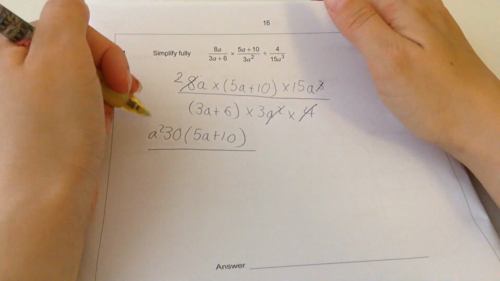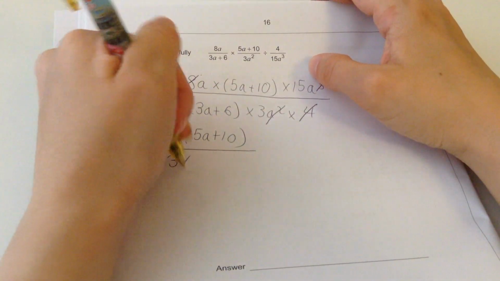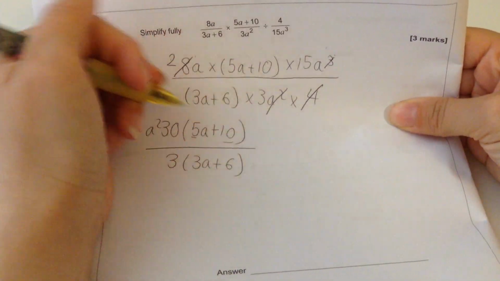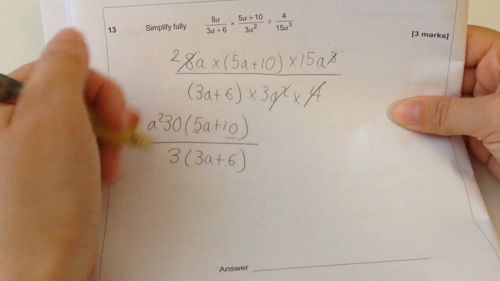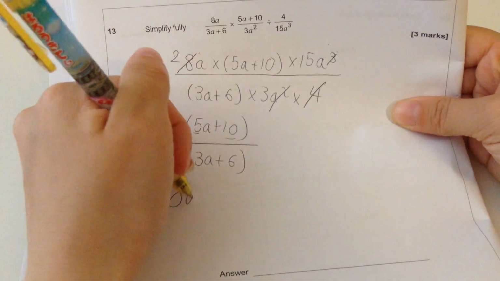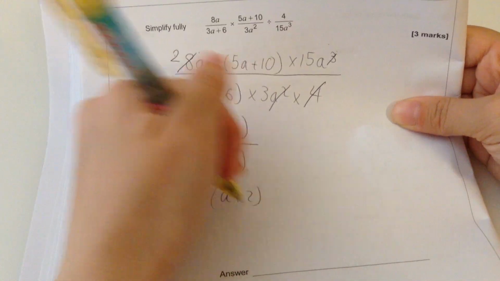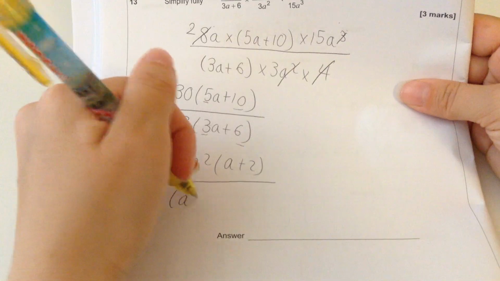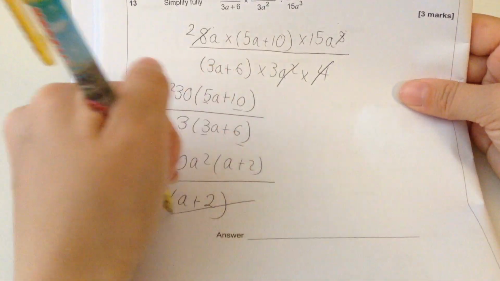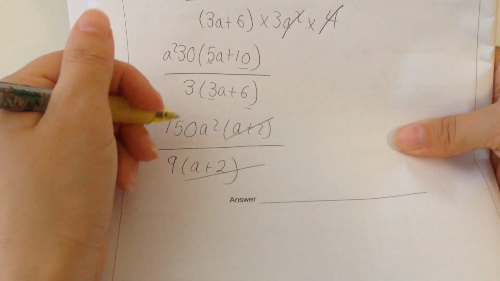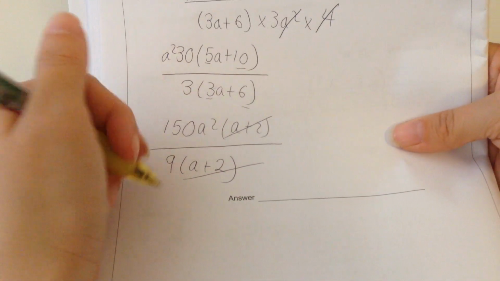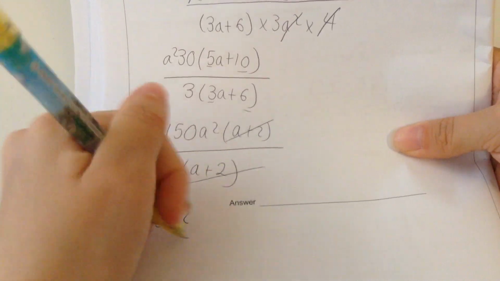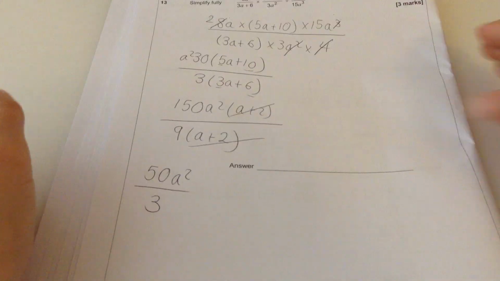I've got that, and then here on the bottom I've got just 3A plus 6. Okay, I've noticed that this has got a common factor, so let me take that outside. That's 5, so that's 150. And this has got a common factor, which is 3. Okay, and then I can cancel those two. 150 divided by 9 doesn't go, but it almost goes, doesn't it? I can divide it by 3. Yeah, so that'll be the final answer.